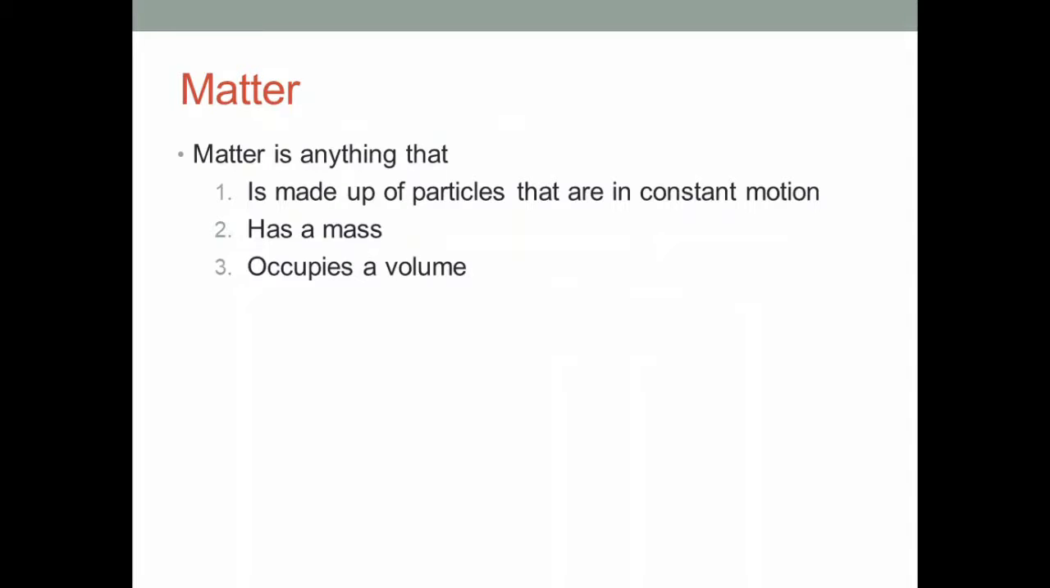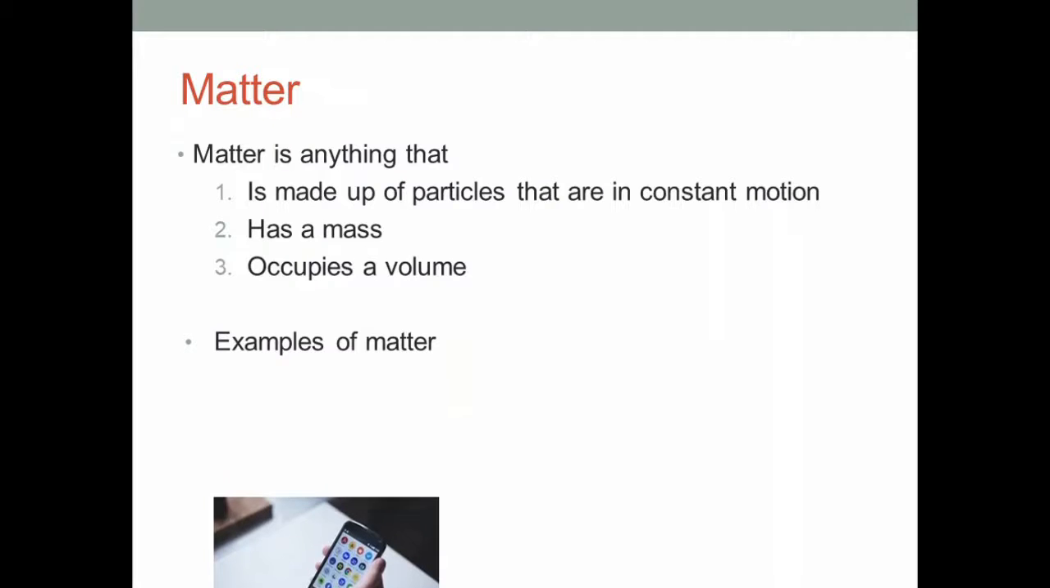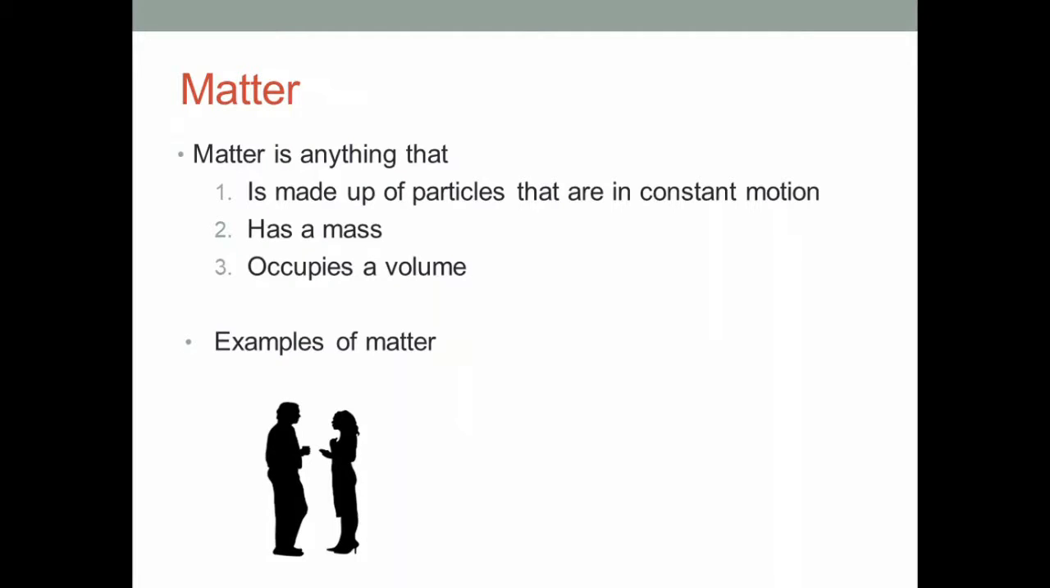Matter. Matter is anything that is made of particles that are in constant motion, has a mass, and occupies a volume. These three conditions have to be met for something to be considered as matter. Let's take a look at a few examples of matter. For example, rocks, smartphones, and us humans. Yes, we are also matter.